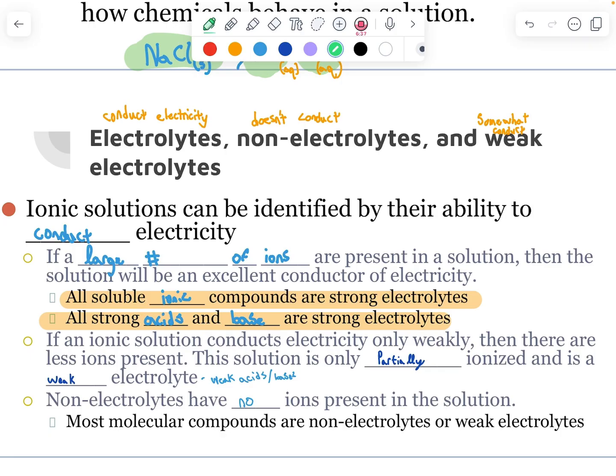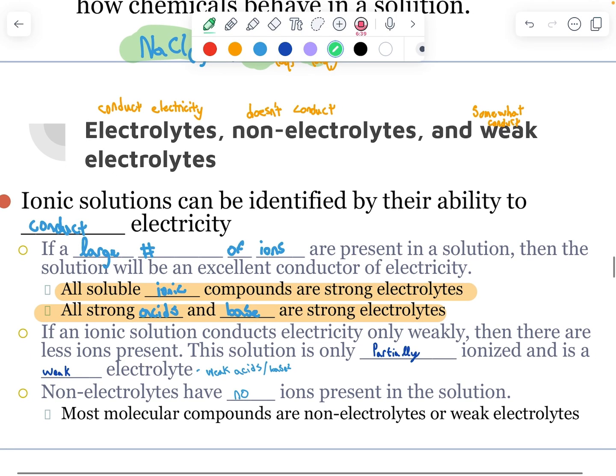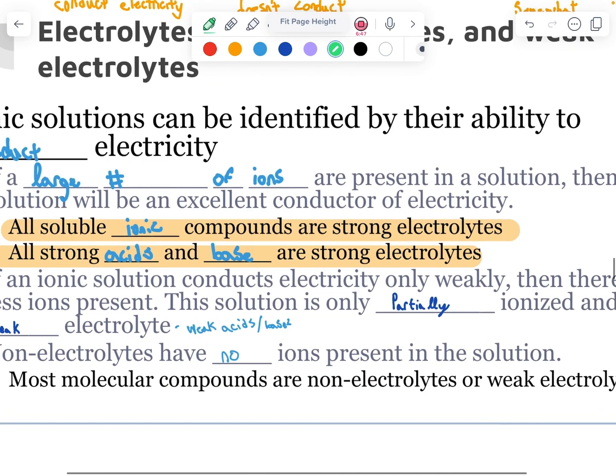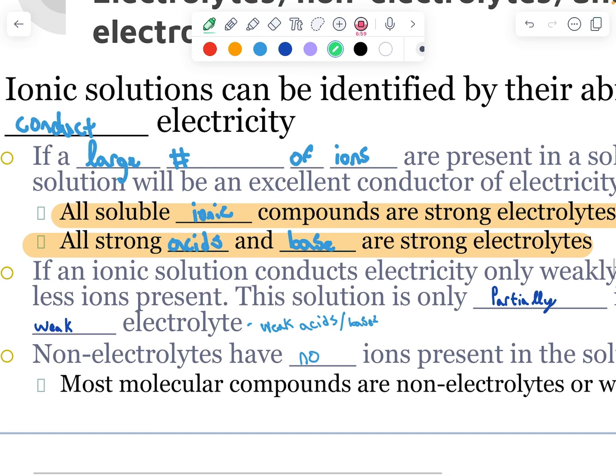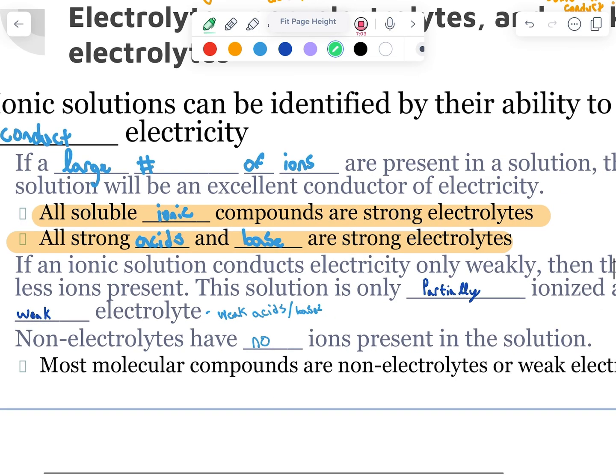So all soluble ionic compounds are strong electrolytes. Any ionic compound that can dissolve in water, for example sodium chloride, is a great electrolyte. MgCl2, magnesium chloride, is a great electrolyte, calcium, anything like that. Basically all our metals bonded with our nonmetals are great electrolytes. And all strong acids and bases are strong electrolytes.